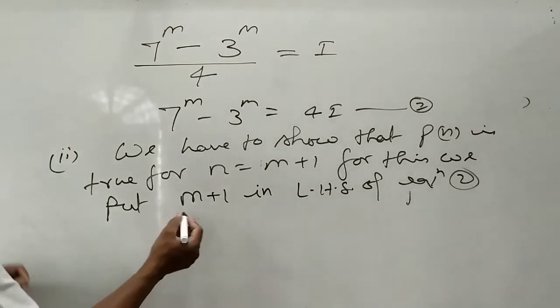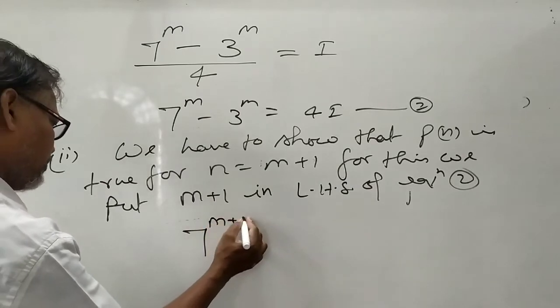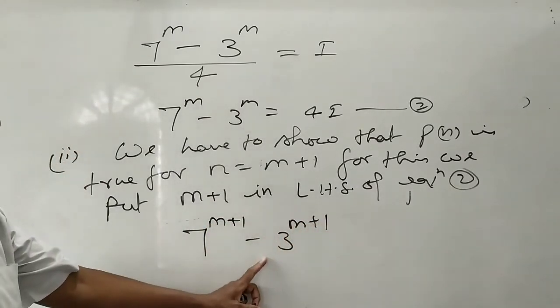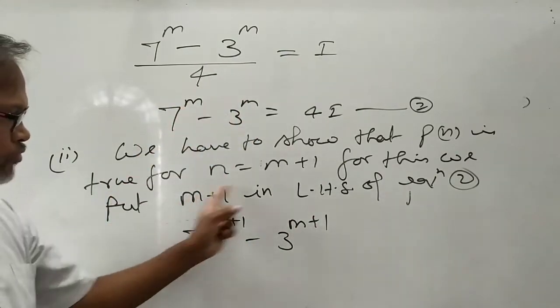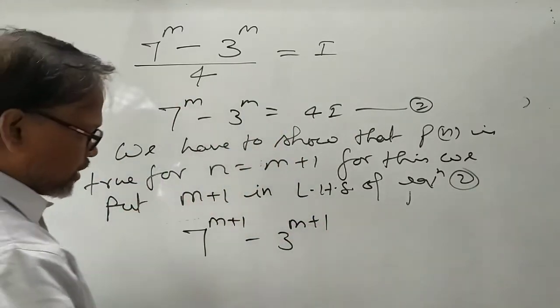तो सबसे पहले LHS ये है हमारा, तो 7 to the power m plus 1 minus 3 to the power m plus 1. This you have to show, in place of m you have to put n plus 1. तो this you have to show this is divisible by 4. अब कैसे 4 के इक्वल शो करेंगे?